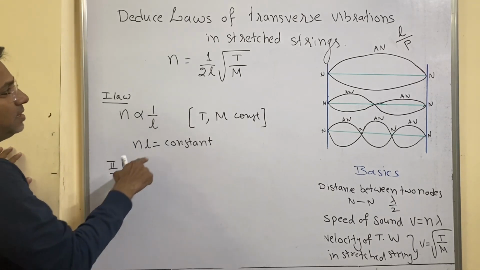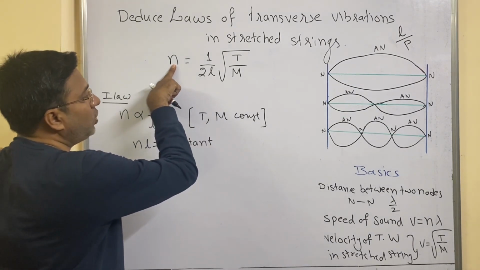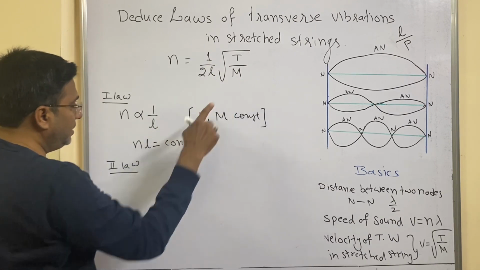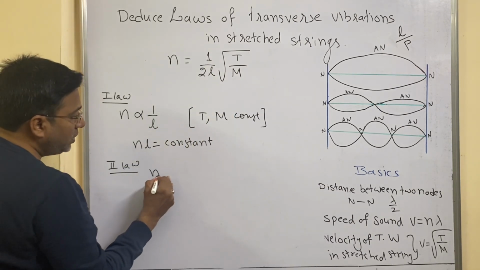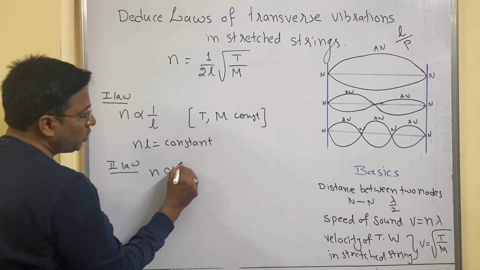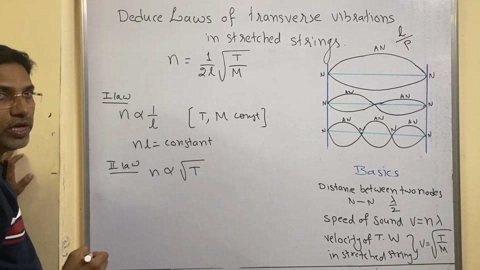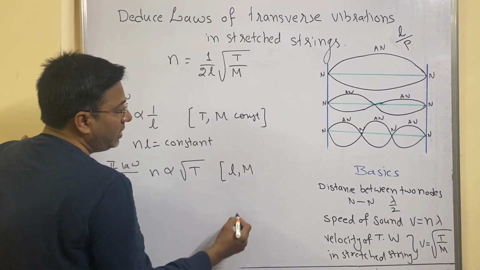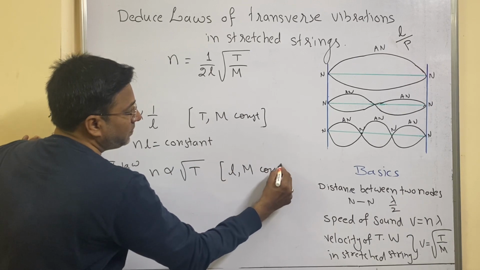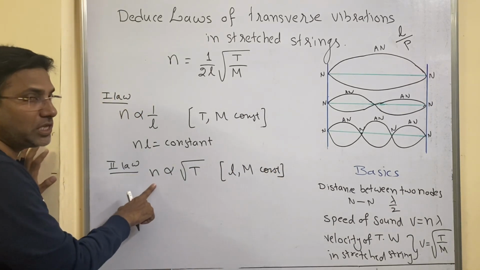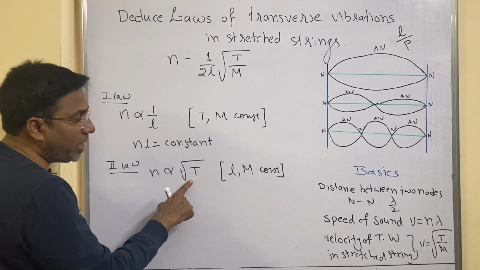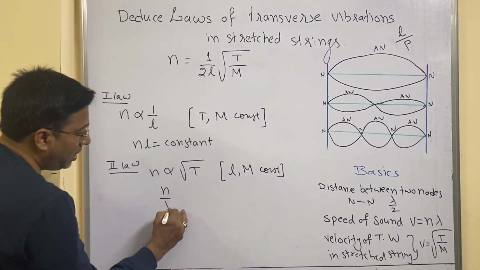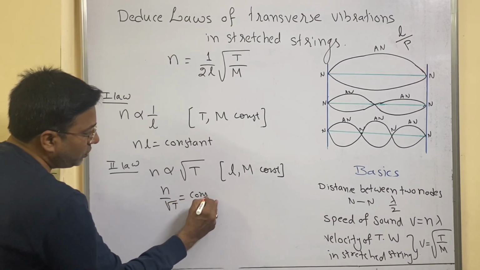When we are discussing the second law, here we have to discuss frequency and tension. We are not discussing length and linear density. Therefore, we can write that the frequency of a vibrating string is directly proportional to the square root of tension. Here we are not discussing L and M, so L and M are constant. So this is the second law: the frequency of a vibrating string is directly proportional to the square root of tension. We can write this as n by under root T is equal to constant.